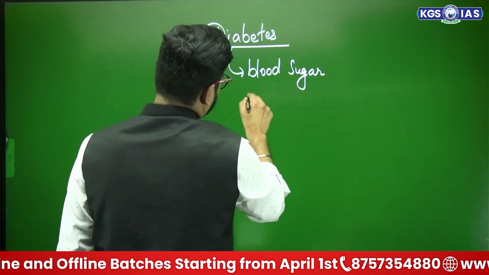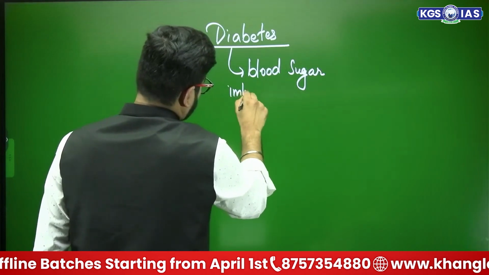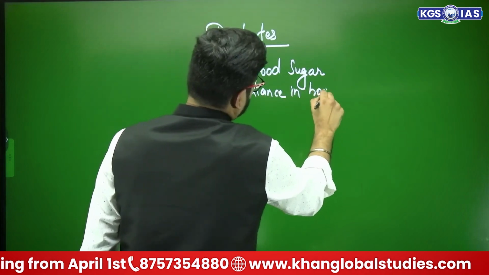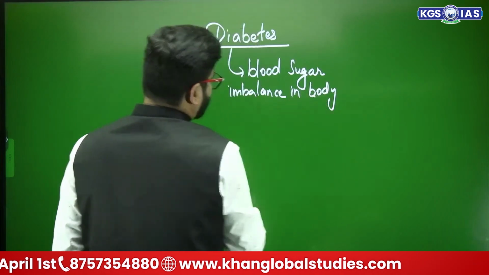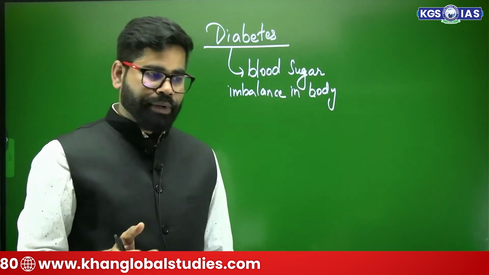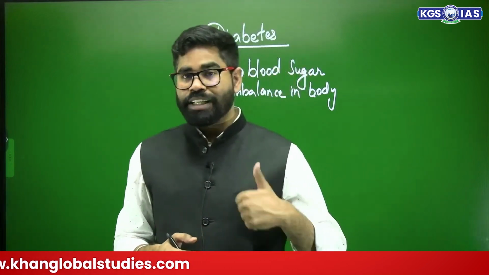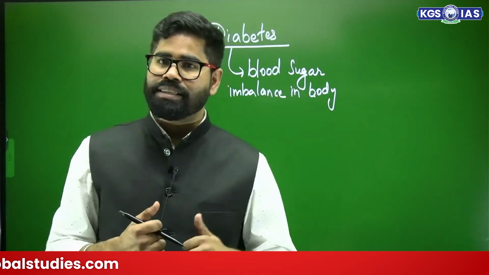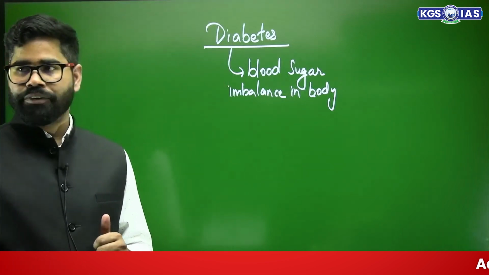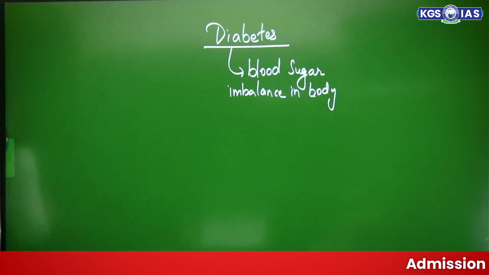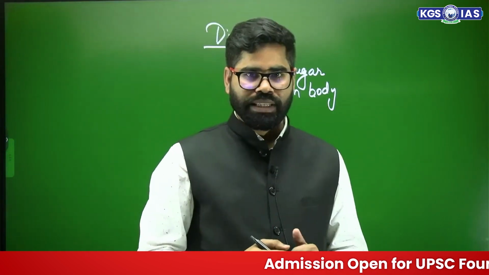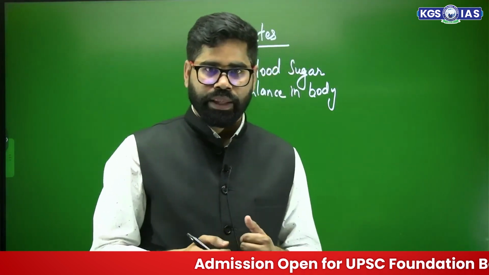Blood sugar imbalance in the body. That is the main thing which we see in case of diabetes. Diabetes is a type of disorder in which there is a blood sugar imbalance in the body. Now, this diabetes happens due to two different reasons. There are two different causes of this. So let us talk about them.